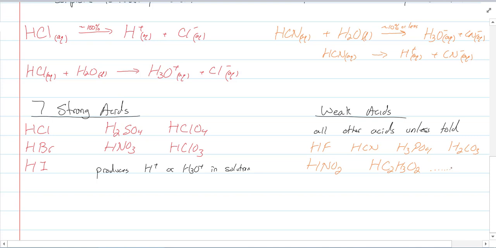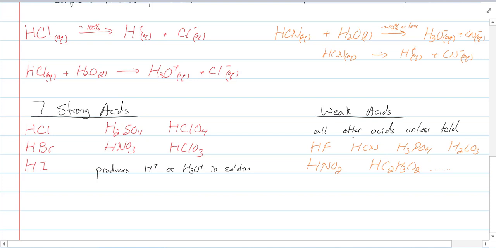Now I want to point something out. When I was in your shoes, I thought strong meant dangerous because there's a lot of H plus in solution, and weak meant not dangerous. And that's not the case at all. We have a roughly 0.1 molar solution of HCl in our stomach right now. That's good. We would not want a 0.1 molar solution of HF or HCN in our stomach. That would be very, very bad.